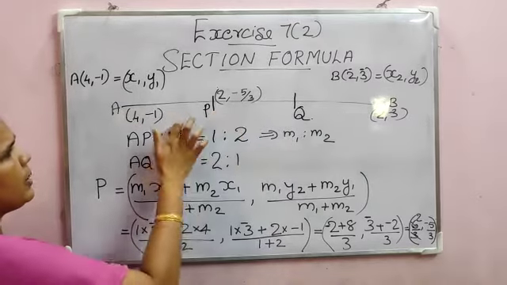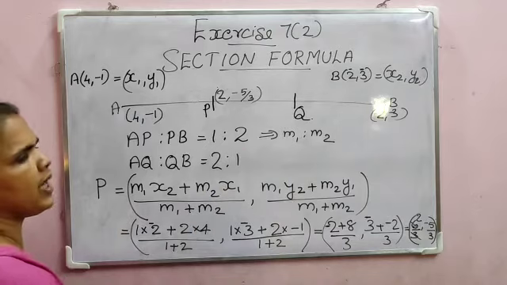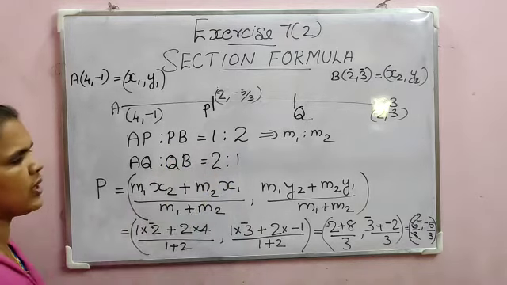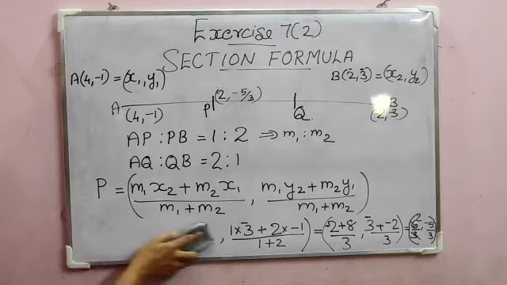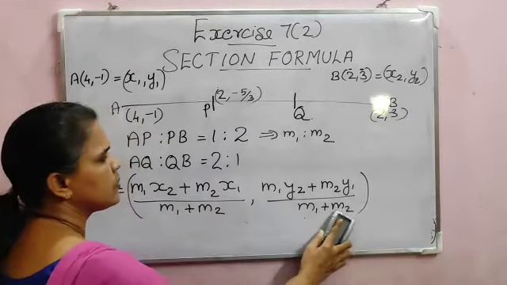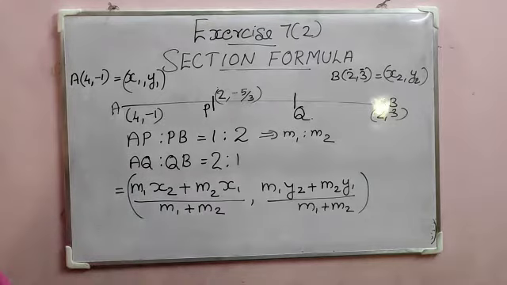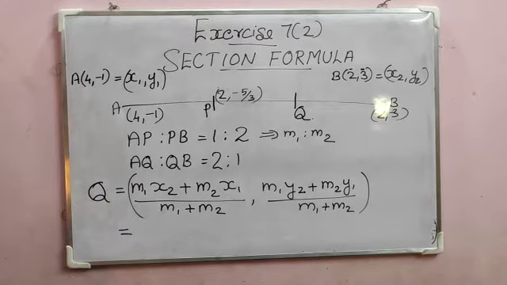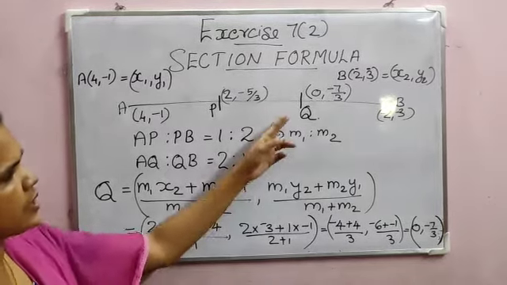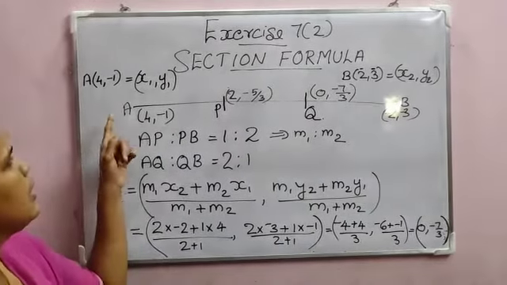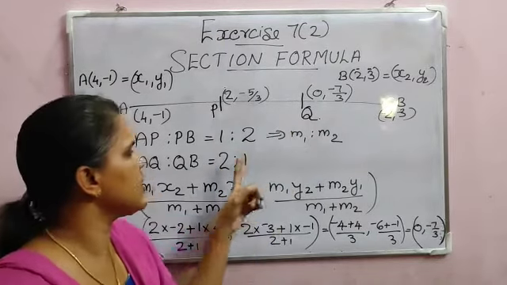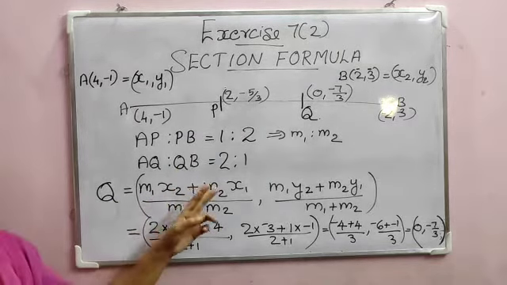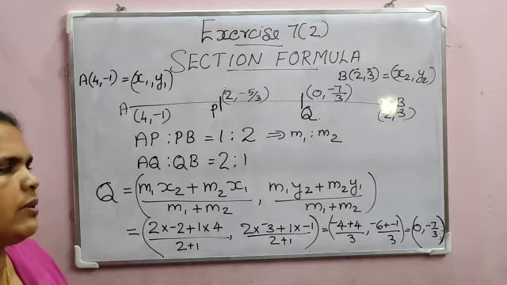Now the second point Q. From A to Q, how many parts? There are 2 parts, and Q to B is another part. So what is the ratio? AQ is to QB equal to 2 is to 1. Next we find the point Q. Q is the other point. A to Q is 2 parts and Q to B is 1 part, so AQ is to QB is 2 is to 1. Here we can use the section formula: (m1x2 plus m2x1) by (m1 plus m2), comma (m1y2 plus m2y1) by (m1 plus m2).